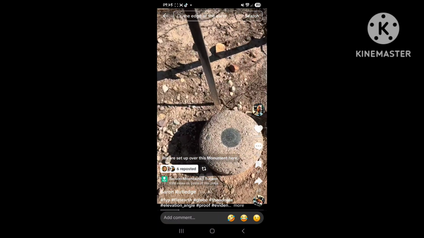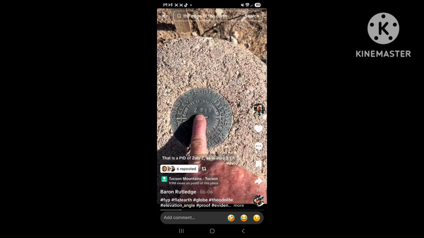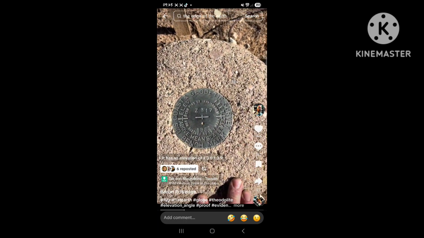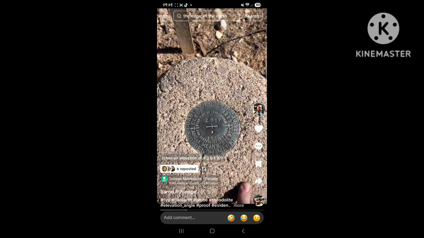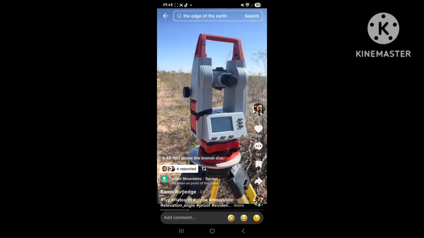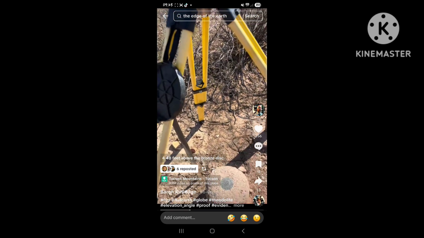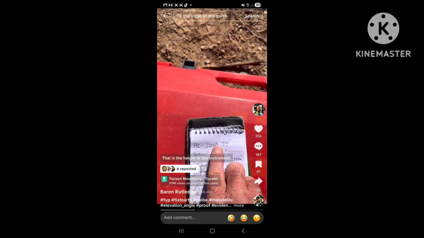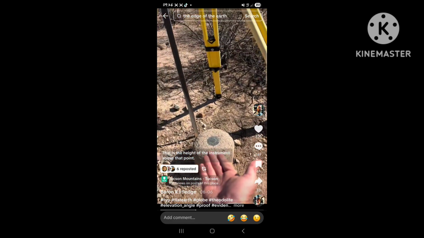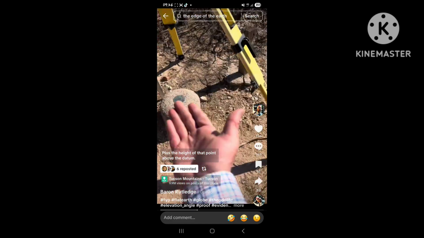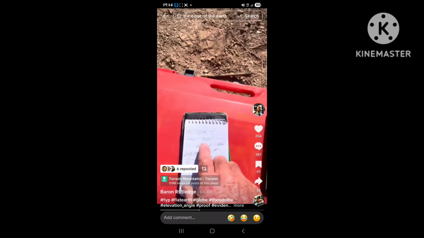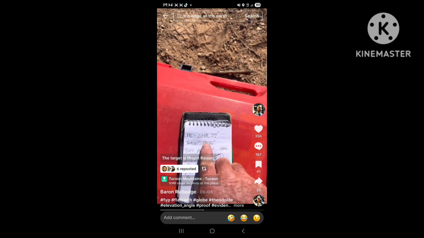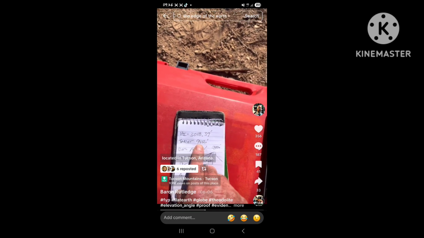We are set up over this monument here. That is a PID of Zulu, Z as in Zulu 317. You can go check that out on NOAA. It has an elevation of 3013.9. I am currently 4.48 feet above the bronze disc. Let's run some numbers here. That is the height of the instrument above that point, plus the height of that point above the datum. Gives me a grand total of 3018.39. The target is Mount Wrightson, located in Tucson, Arizona.